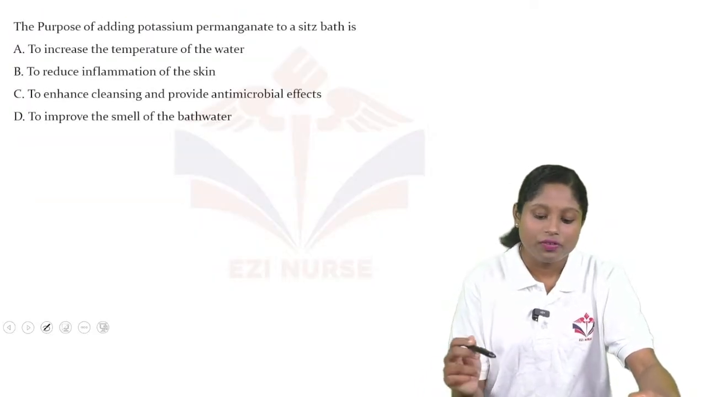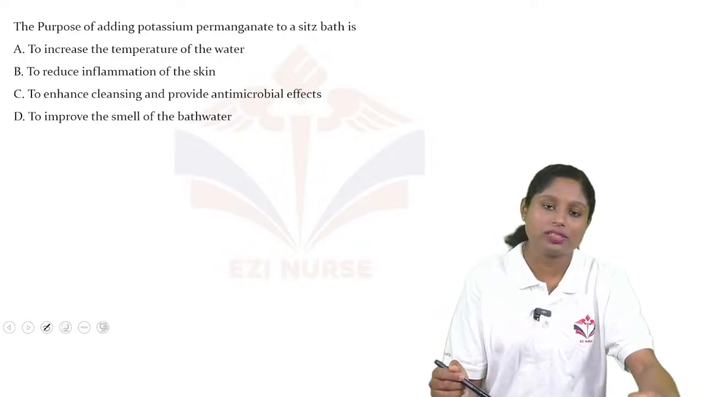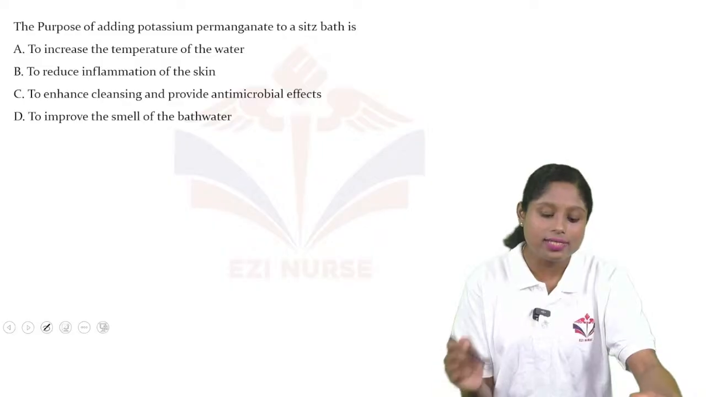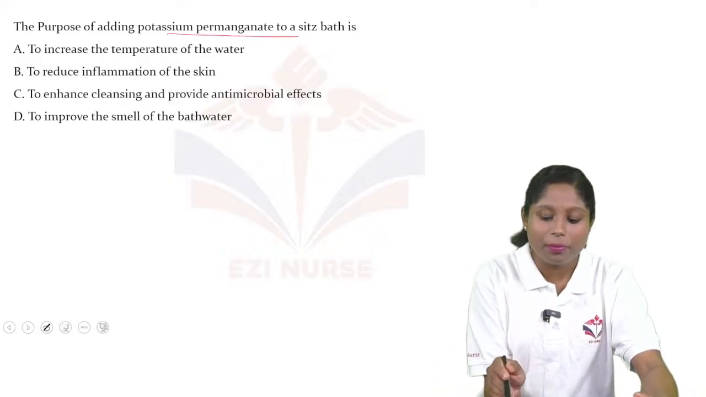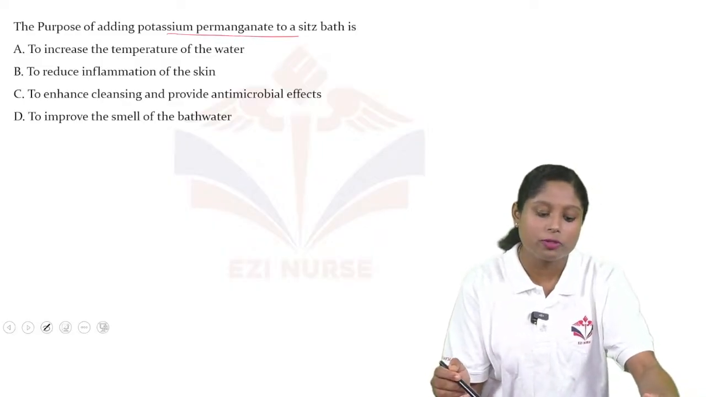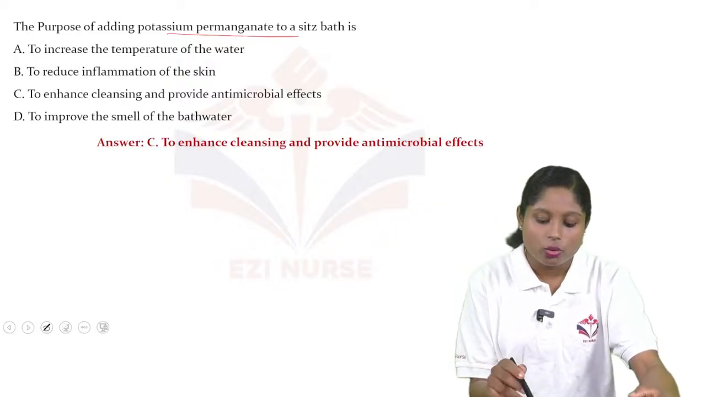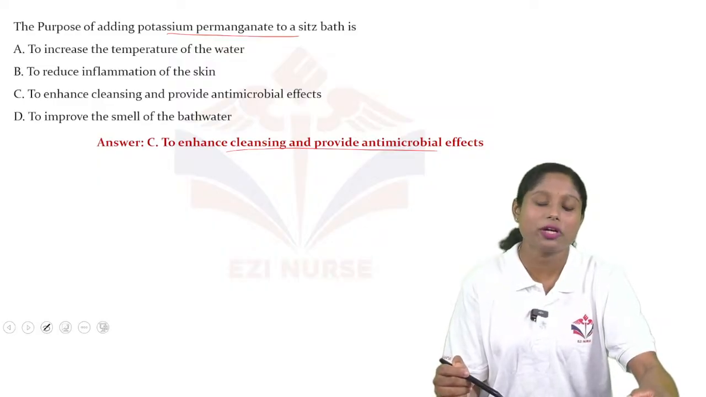So next, we will see some MCQ questions from both microbiology and infection control. So the first question: the purpose of adding potassium permanganate to a sitz bath is? So what is the purpose of adding potassium permanganate to a sitz bath? So what is the answer? To enhance cleansing and provide antimicrobial effect.